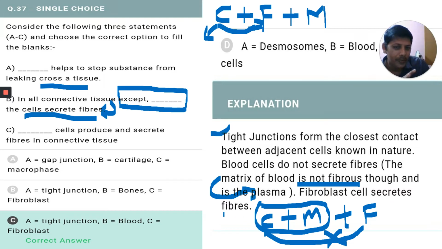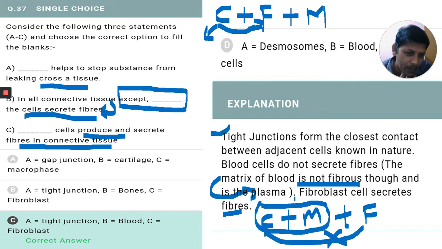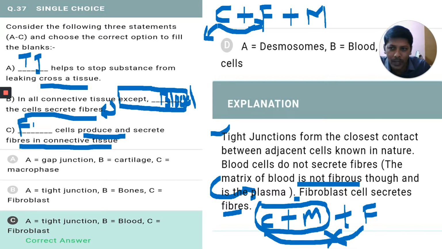Fibroblasts secrete fiber. Generally, dash cells produce and secrete fibers in the connective tissue. The answer is fibroblasts. So the first blank is tight junction, the next one is blood, since except blood, in all remaining connective tissues cells produce fibers. The third one: fibroblasts are the cells which produce and secrete fibers in the connective tissue.